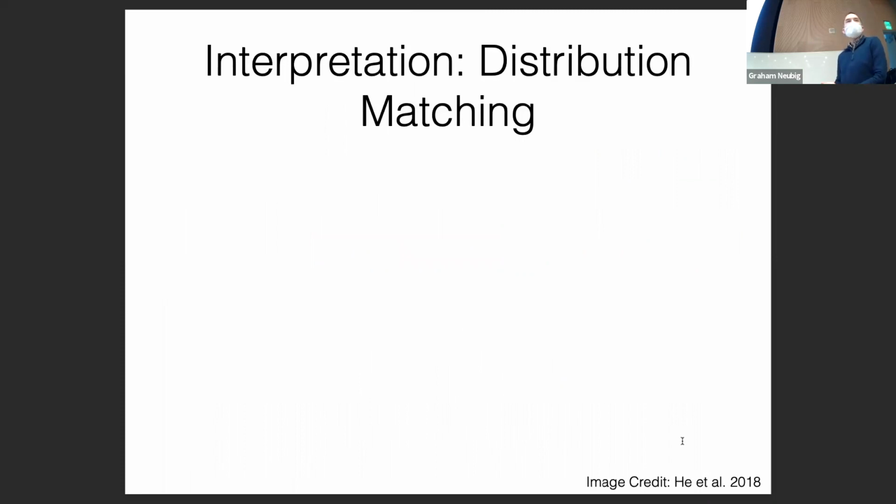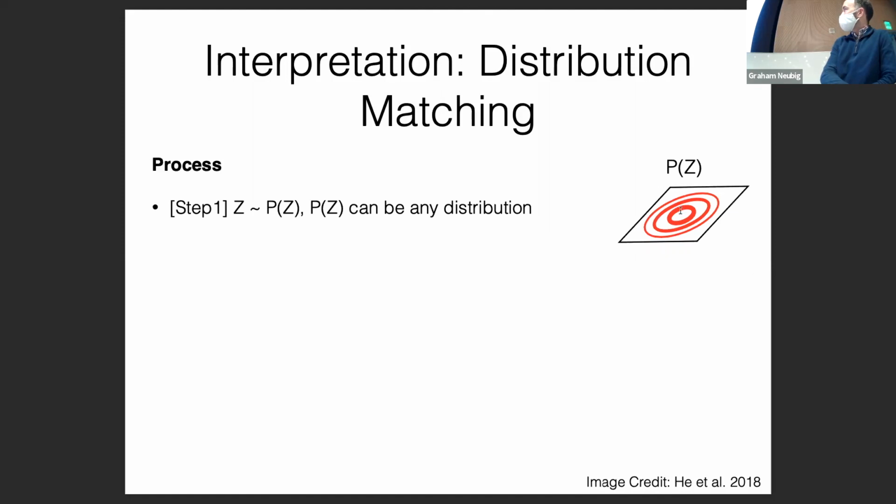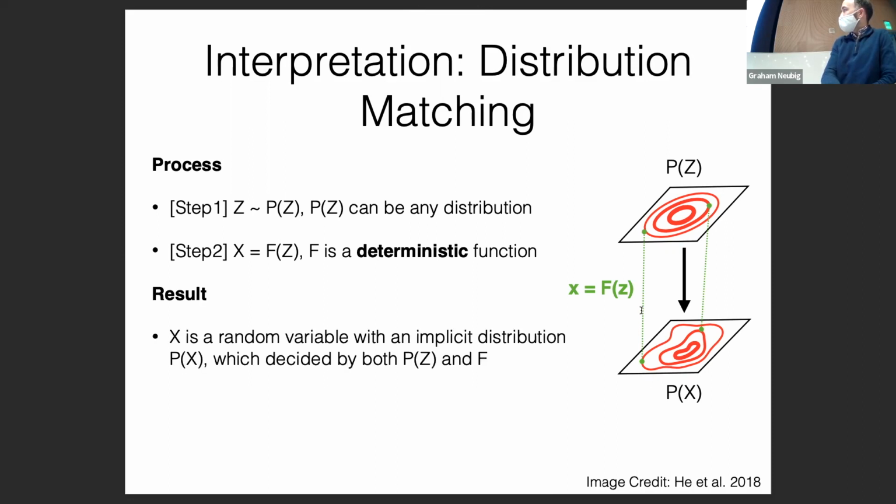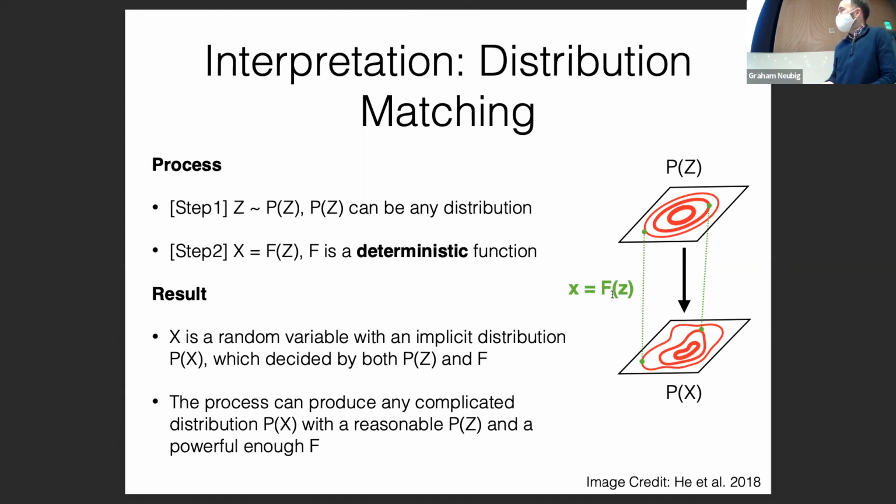So one really important way to think about generative adversarial networks and adversarial feature learning is that this is about distribution matching. What do I mean by this? We have a sample of this latent variable here. We run it through some sort of transformation, a deterministic function. And as a result, we have an implicit distribution over P of X that is parameterized by this P of Z and then a parameterized transform. This process can produce any complicated distribution P of X with a reasonable P of Z and a powerful enough F. So this sounds really familiar, right? If you were paying attention last Thursday.